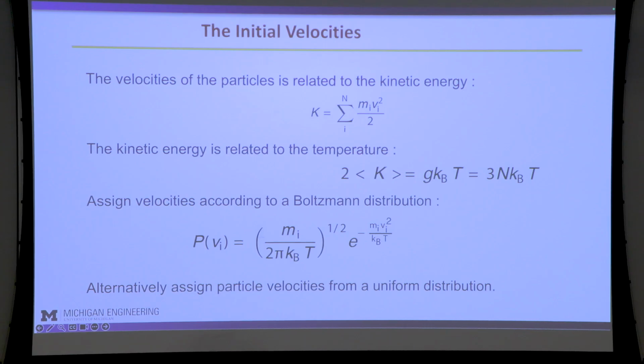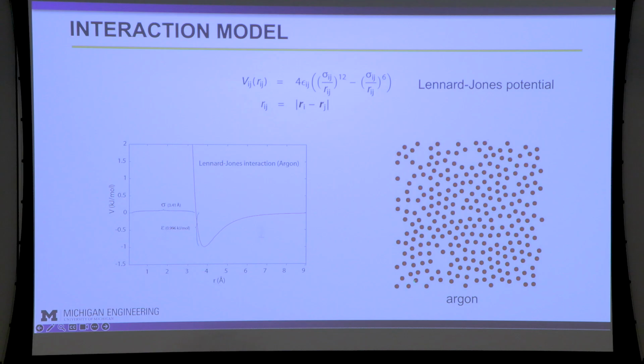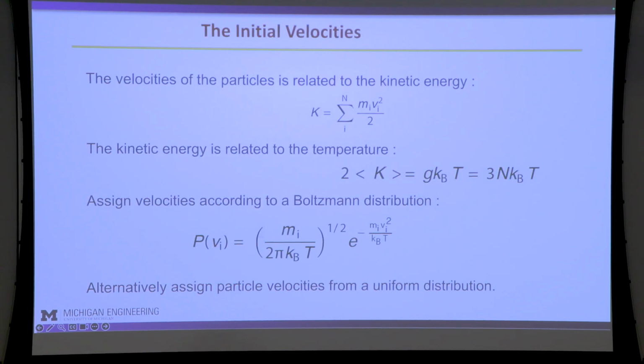What about the initial velocity? So now I say I have a rule. This is my rule for the forces, for how you attract or repel each other. The second thing, I need the velocity. The velocity of the particle is related to kinetic energy, right? And so this is the expression you're familiar with: the mass times velocity squared, divided by 2. The kinetic energy is also related to the temperature.